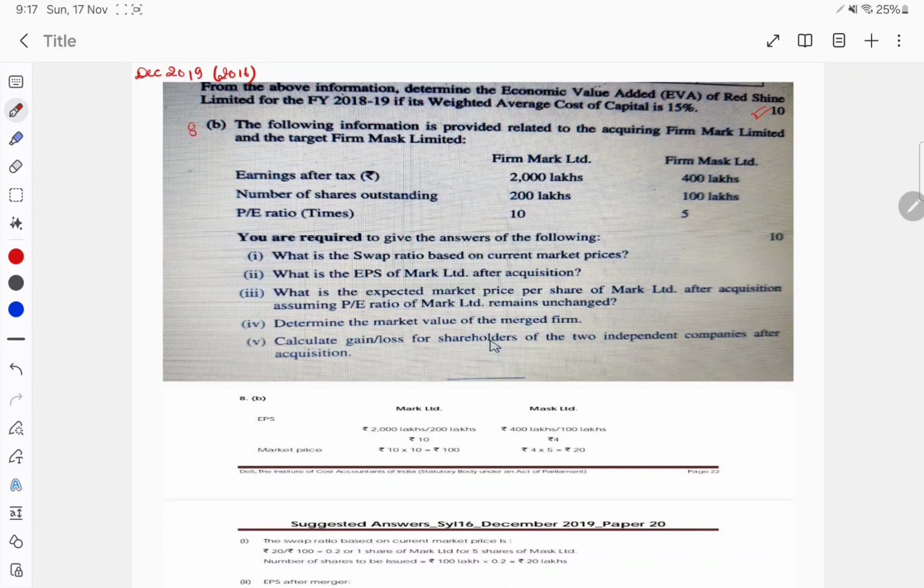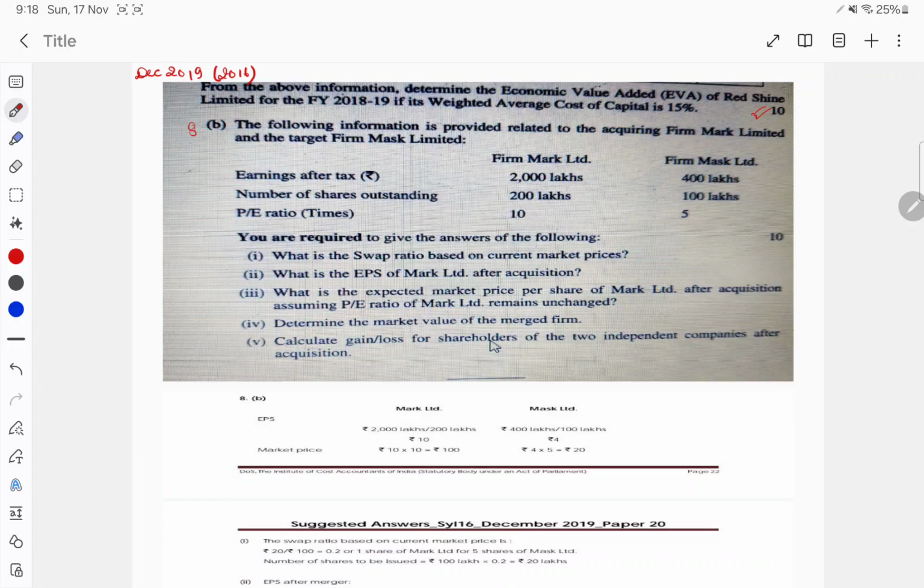This is one of the most important questions of mergers and acquisitions, and many times you have seen these questions appearing in the exam. Only they change the numbers and the names of the acquirer and the target company, and they give the same question in the examination. So let's start with this question.